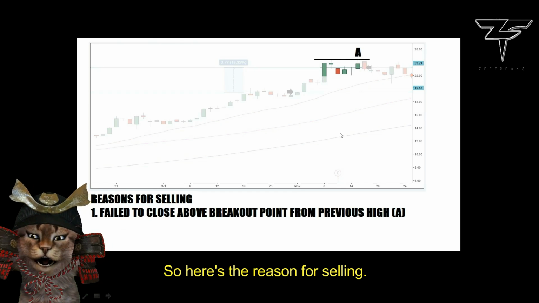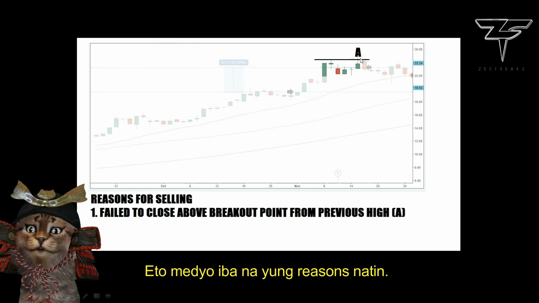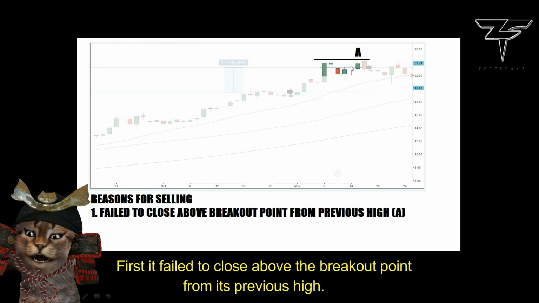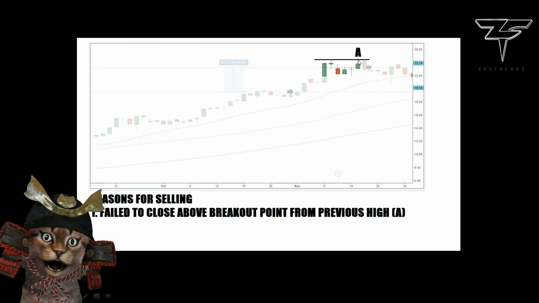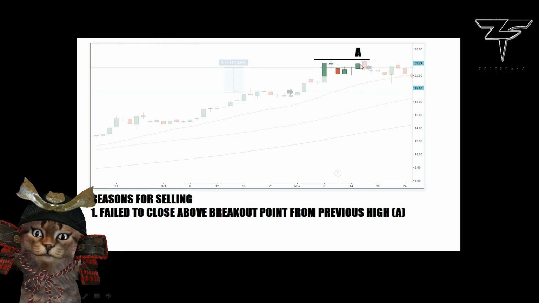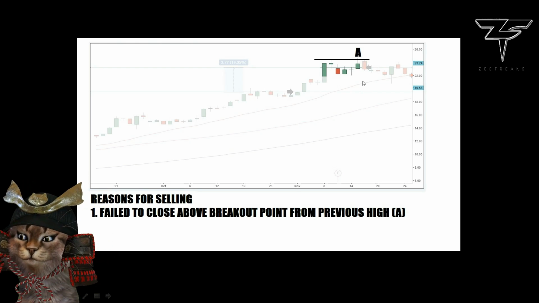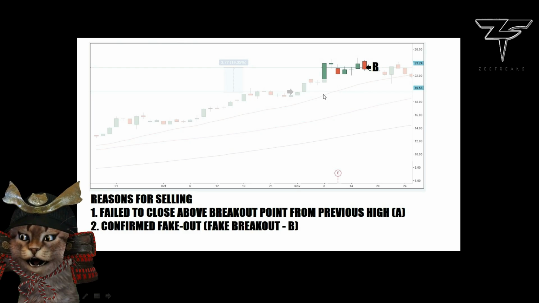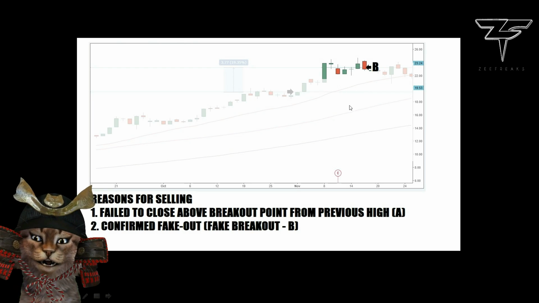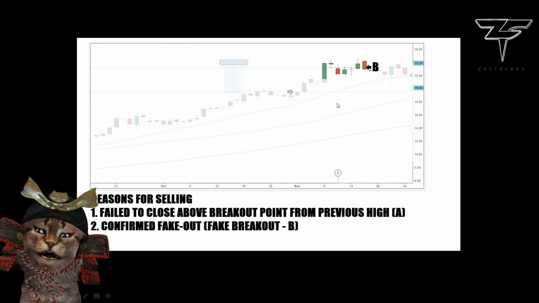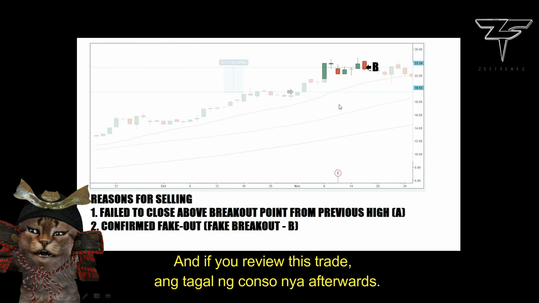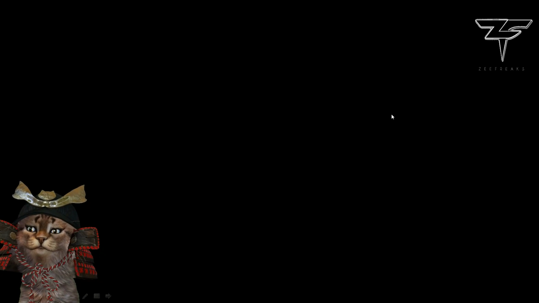So here's the reason for selling. Ito medyo iba na yung reasons natin. First, it failed to close above the breakout point from its previous high. This is the previous high. Ito. This one over here. It failed. Kita nyo naman yung wick na yan. And second, it confirmed the fake out move the next trading day. And if you review this trade, ang tagal ng console niya afterwards.